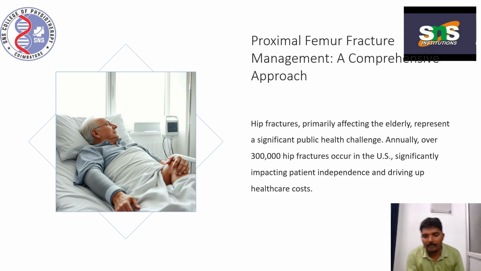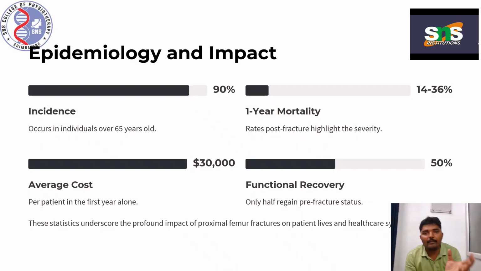Then we'll go for epidemiology and impact. 90% of the incidence occurs in patients over 65 years old. The one-year mortality rate is 14 to 36 percent.